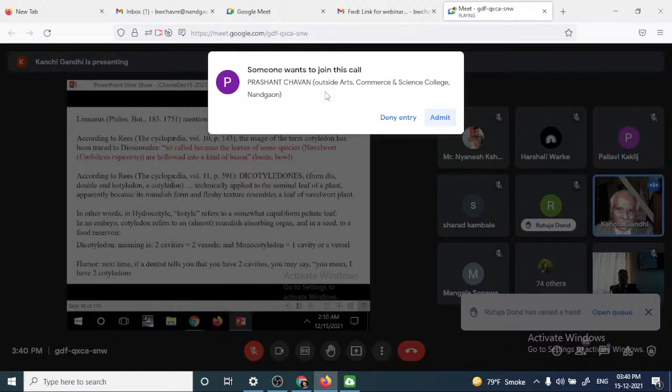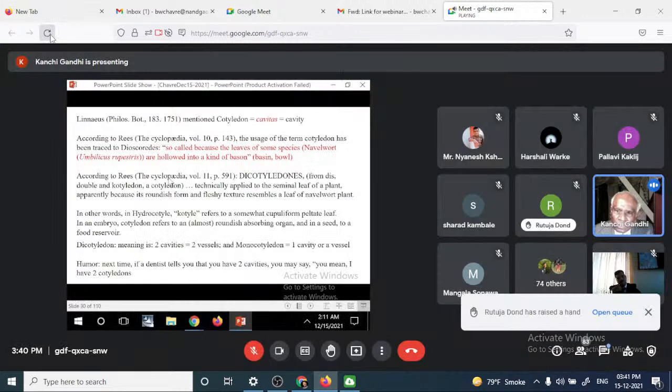So next time, I make a joke, next time you visit a dentist and he says, oh, your teeth are bad, you have three cavities, then you may ask him, do you mean that I have three cotyledons? That is, three cavities.